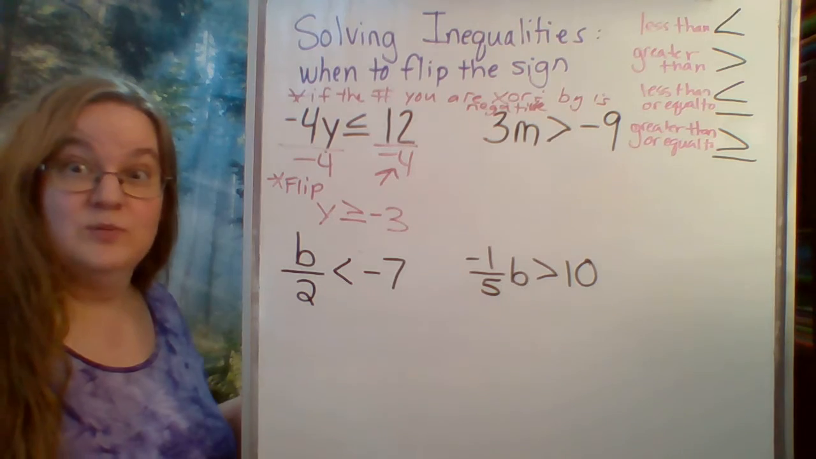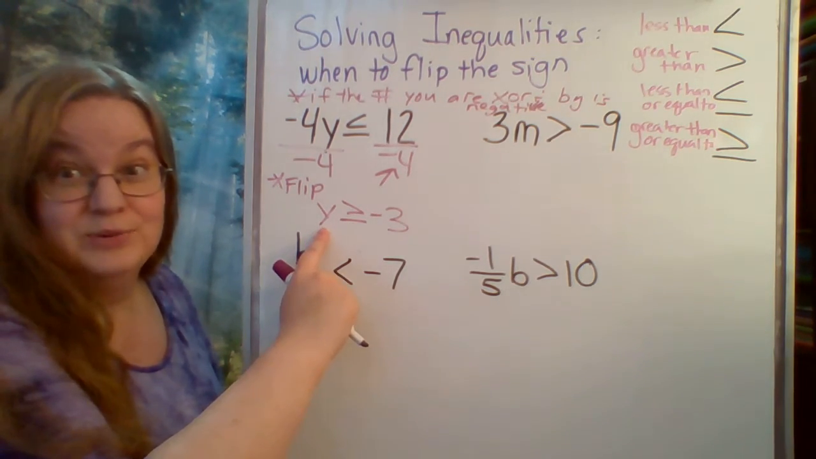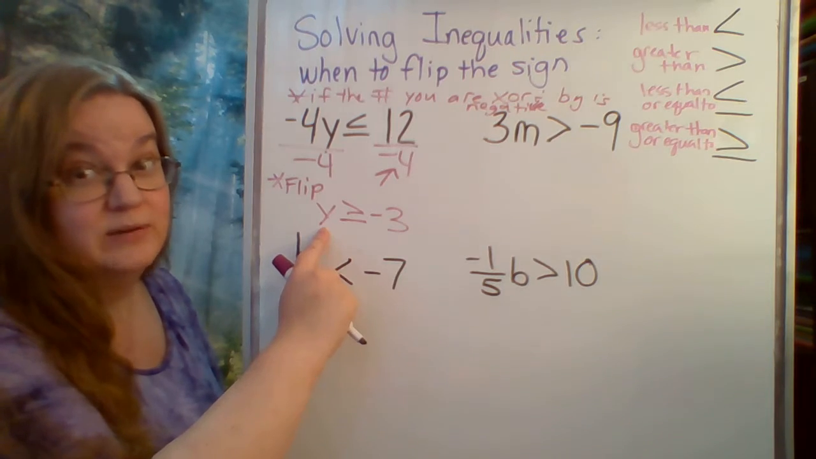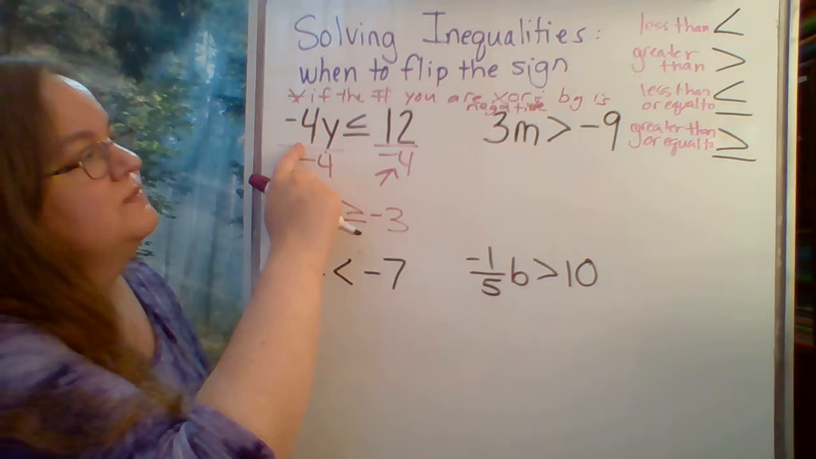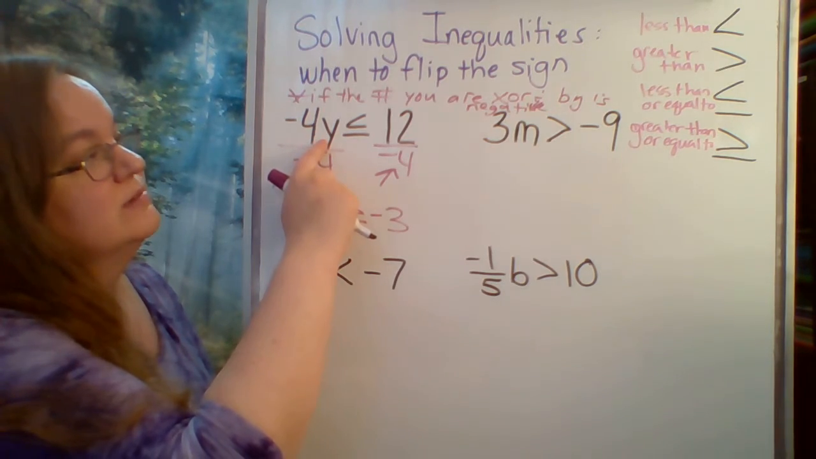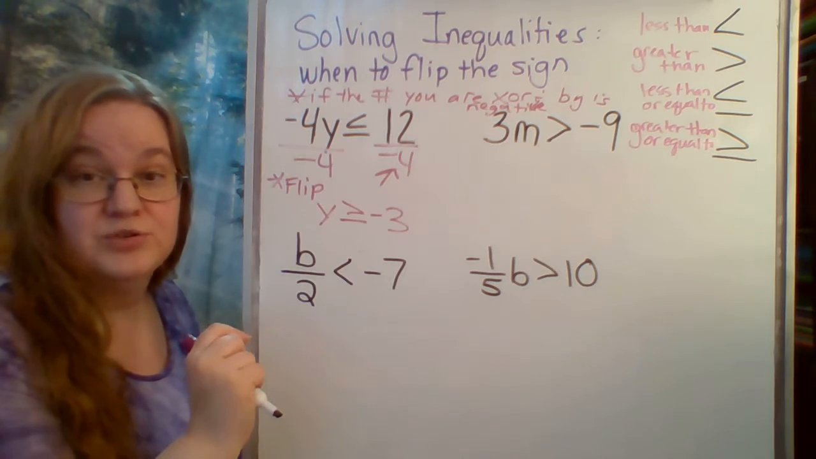Now, let's look at why this happens. Pick a number that's greater than or equal to -3. Let's pick 0, it's easy to deal with. If I put in 0, -4 times 0 is 0, and 0 is less than 12. So that makes that statement true.